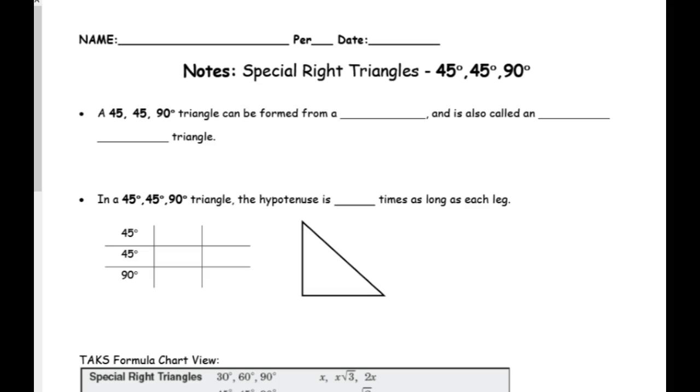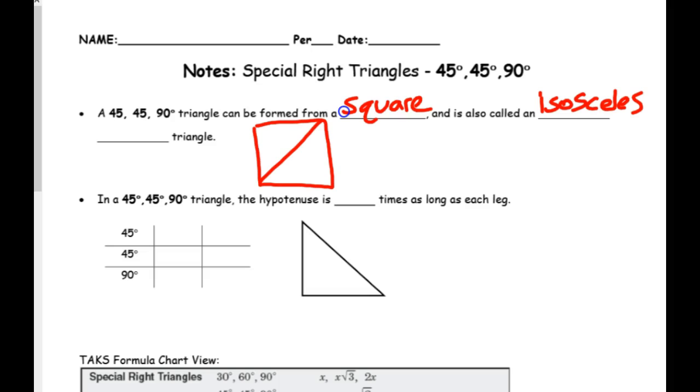Okay? So here we go. Notes on special right triangles. All right. So a 45, 45, 90 triangle can be formed from a square. Okay? So check it out. You can write in the word square. If you have a square and you cut it in half diagonally, that'll give you 45, 45, 90. Okay? And it is also called a blank, blank triangle, an isosceles right triangle. So write those in, fill in those blanks.